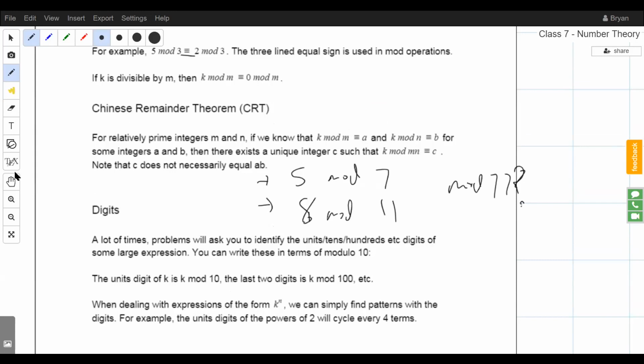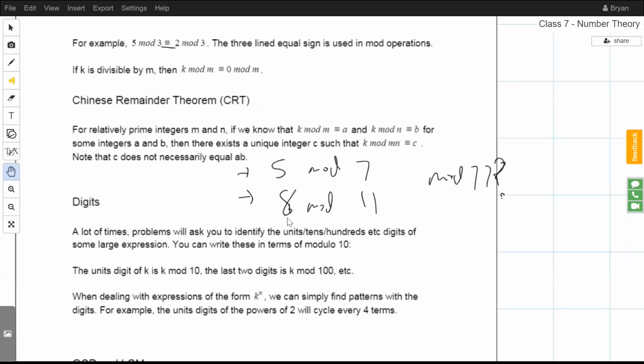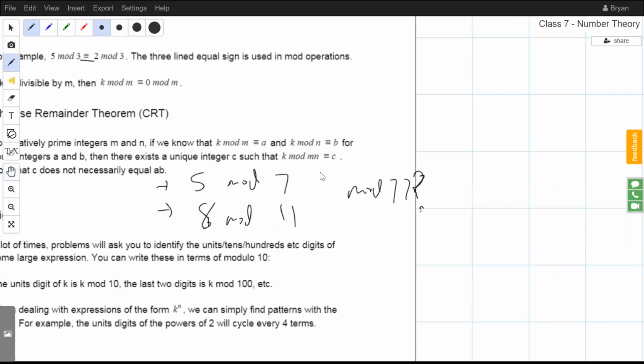Okay, so basically if we have mod 11, we have 11 plus 8 is 19. This is, actually, this is 5 mod 7. Okay, we're done. Then the answer is 19.